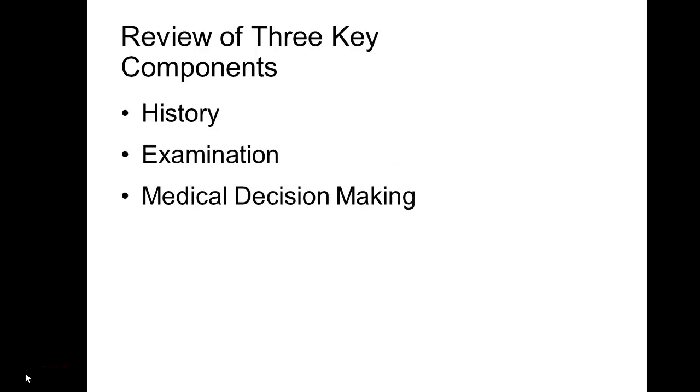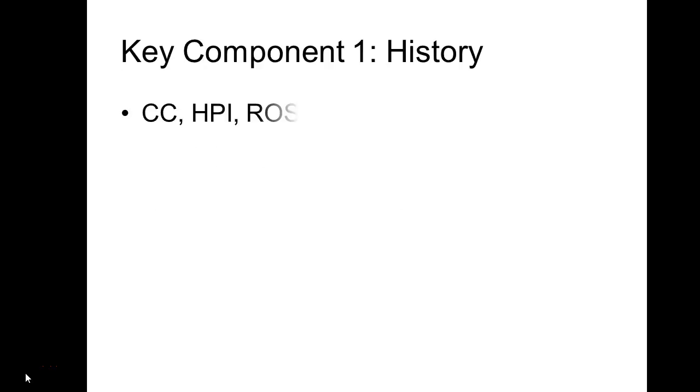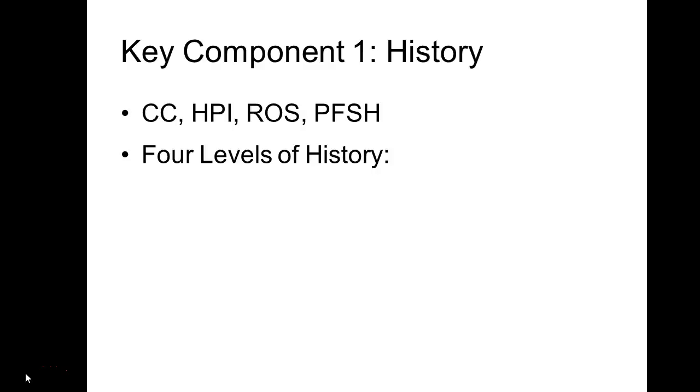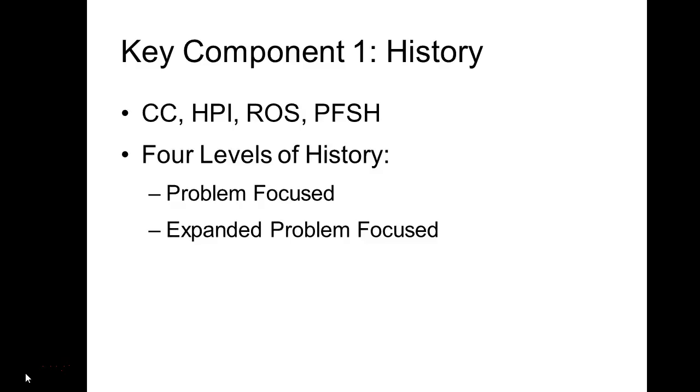Okay. So we're going to do a little review to end this particular lecture. So there are 3 key components in evaluation and management coding. There is history, examination, and medical decision making. History includes the chief complaint, history of the present illness, review of systems, and past family and social history. Remember, our 4 levels, which is the first bullet point underneath our codes, are problem focused, expanded problem focused, detailed, and comprehensive. So that's key component 1.